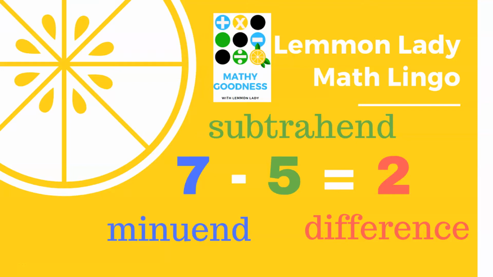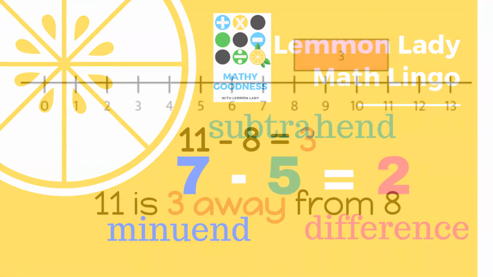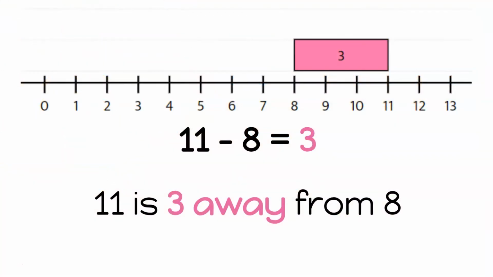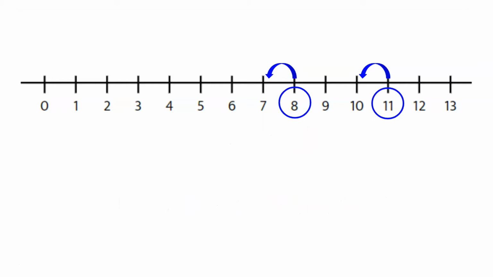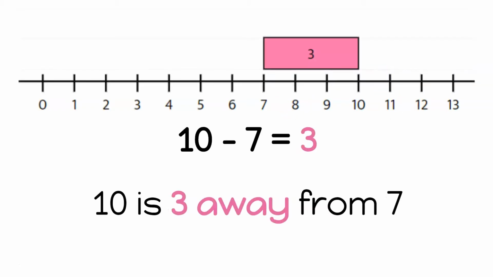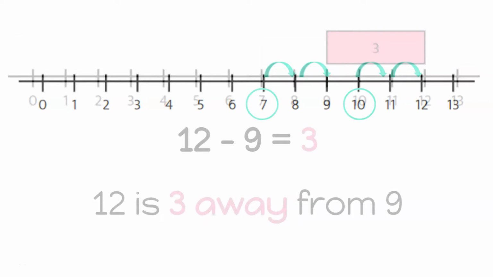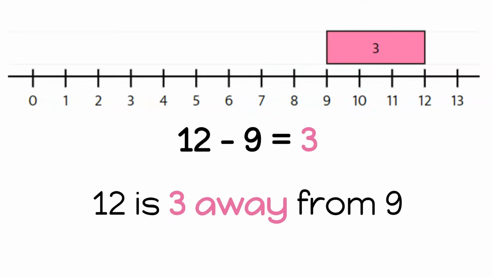So we're going to take our minuend and subtrahend and move them up and down the number line, keeping them the same distance apart. 11 minus 8, they're 3 apart. If I move both of those numbers down 1, they're still 3 apart. If I move both of those numbers up 2, they're still going to be 3 apart. Keeping that distance the same is what makes this strategy work.